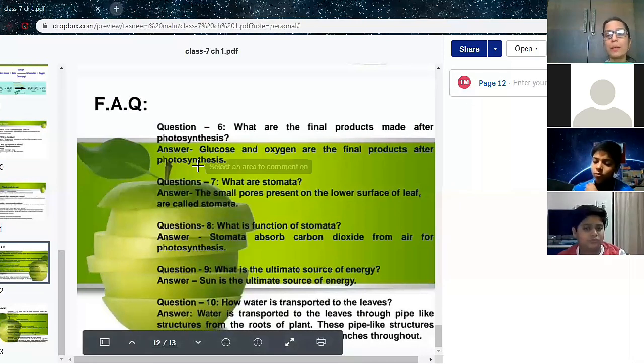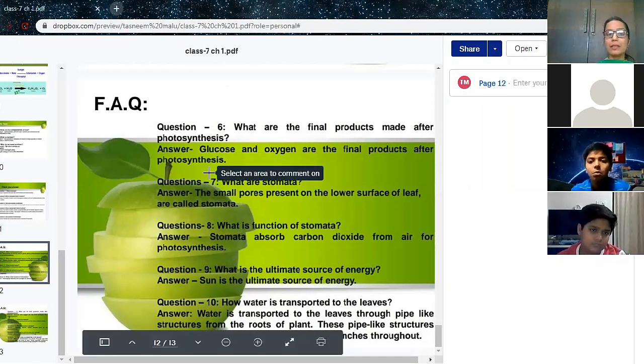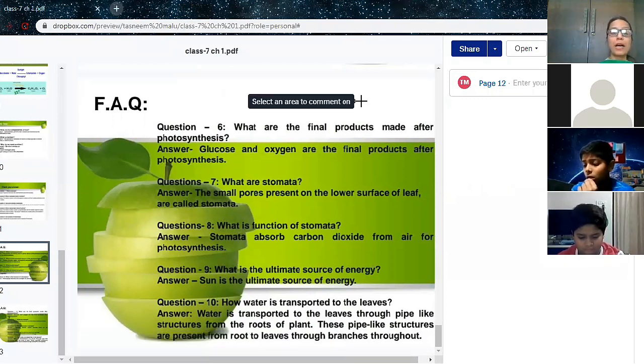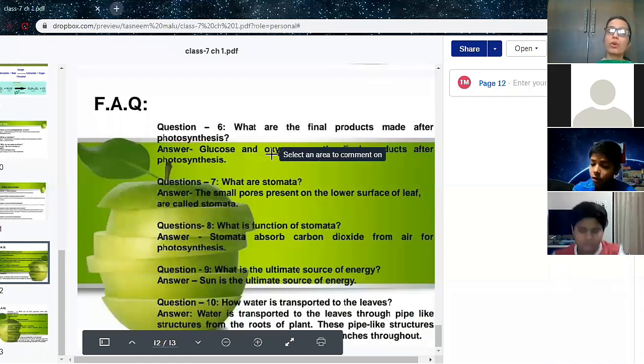What is the chemical formula of glucose? It is C6H12O6. What happens to glucose? Glucose is stored in the form of starch. Glucose is a simple sugar. It is stored in the form of starch in different parts of the plant. Now next product is oxygen, O2. Oxygen is released in the atmosphere.